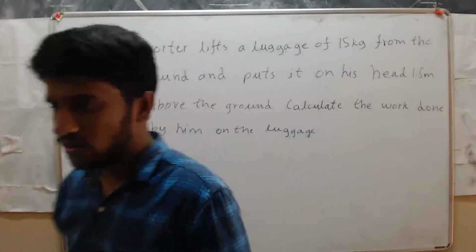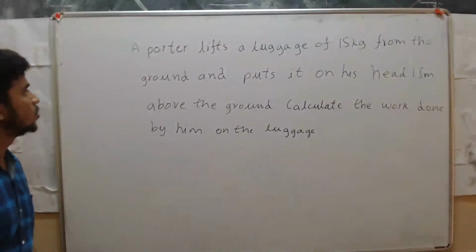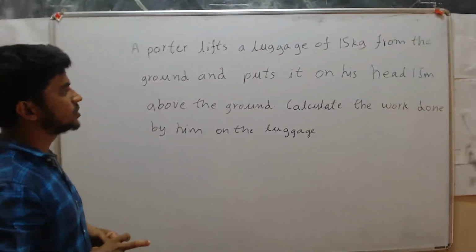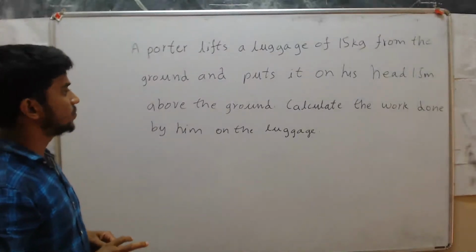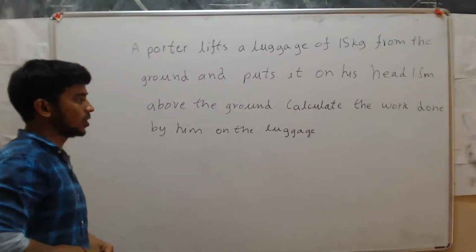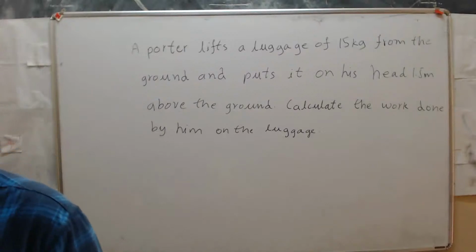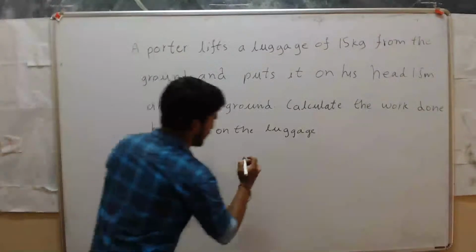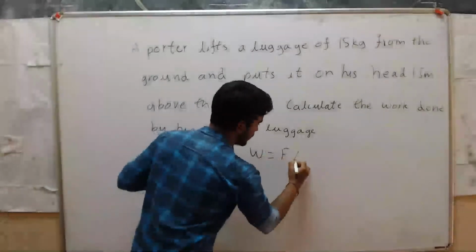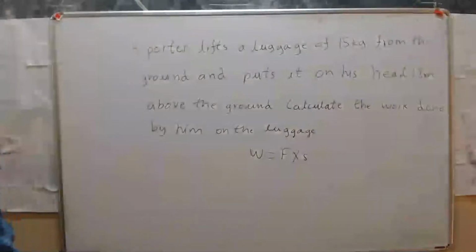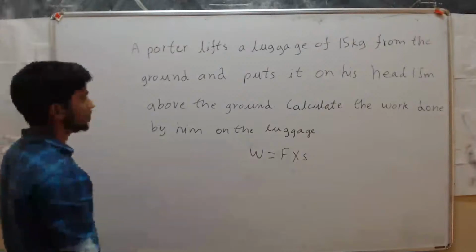See here, one small problem. A porter lifts a luggage of 15 kg from the ground and puts it on his head 1.5 meter above the ground. Calculate the work done by him on the luggage. To calculate work done, we know the formula: W equals force into displacement. Work done equals force into displacement.